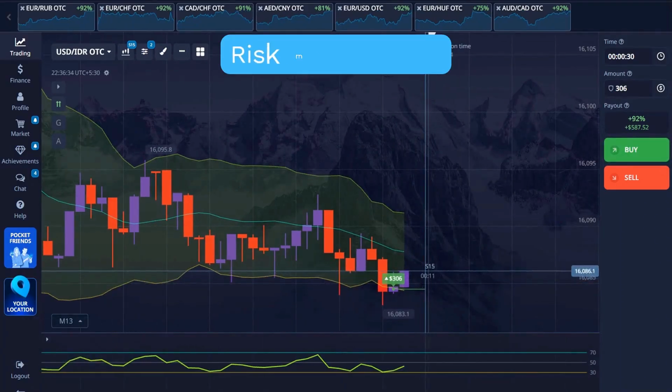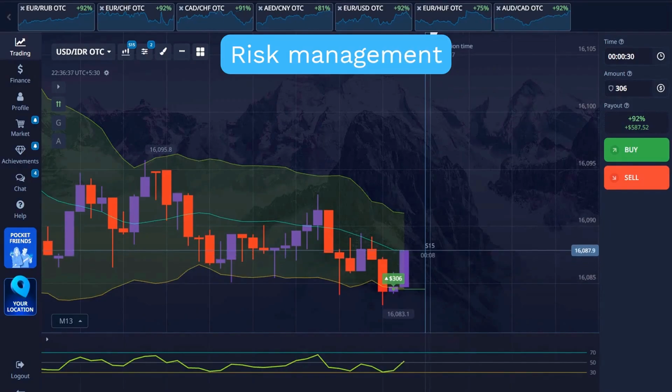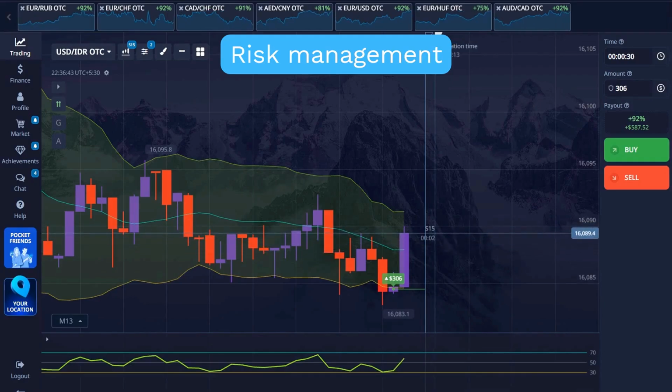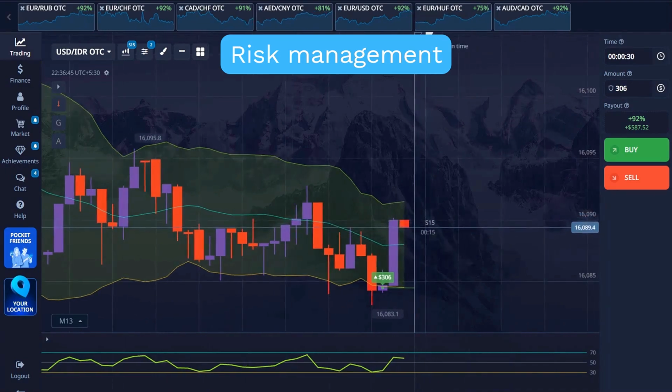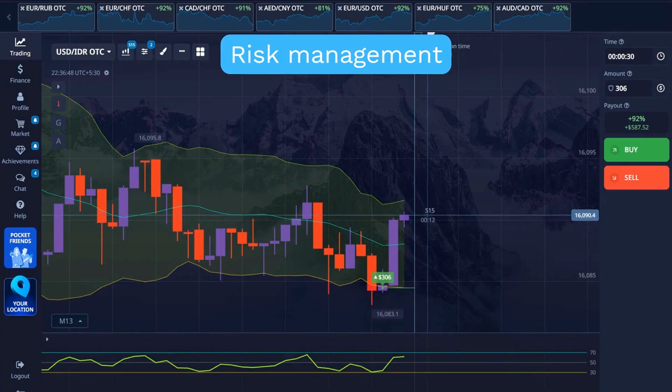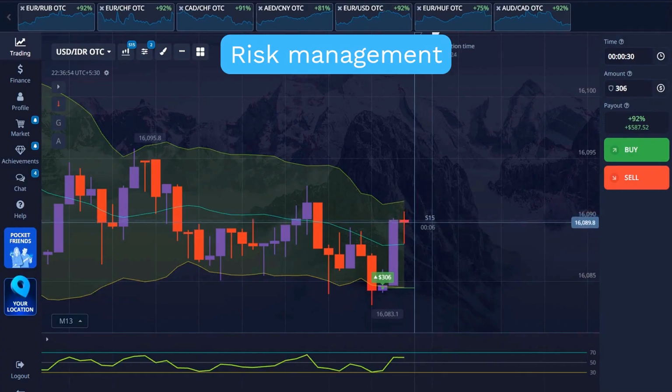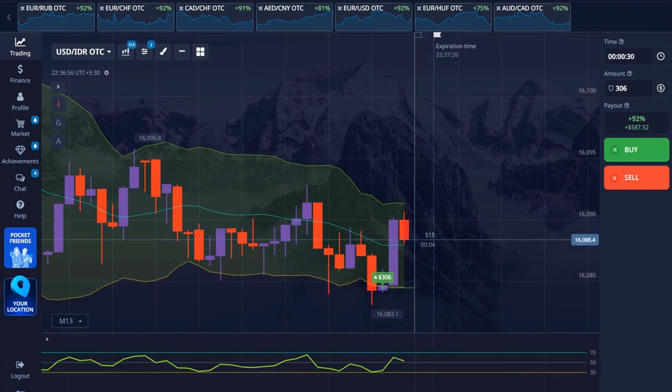Risk management. Very important. OTC can be tricky and manipulative, so always risk only 1 to 2% of your balance per trade. 4 to 5 good setups in a session are more than enough. If you lose 2 trades in a row, stop trading and wait for at least 30 minutes before you start again. Smart money management is the real secret to long-term success.